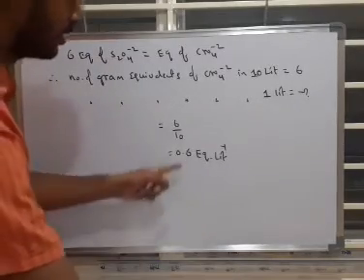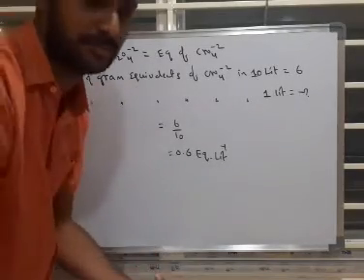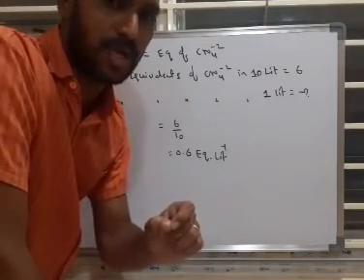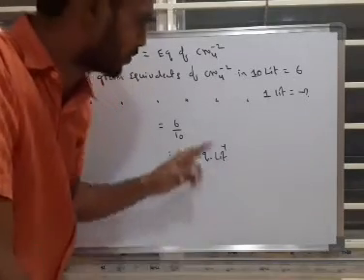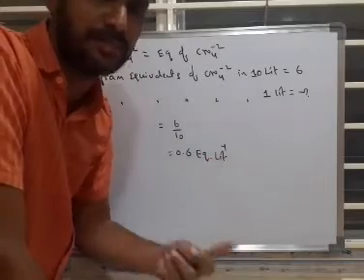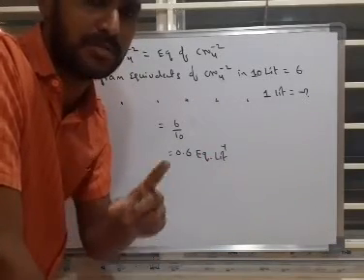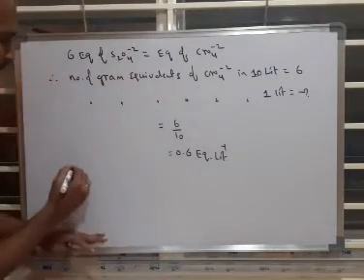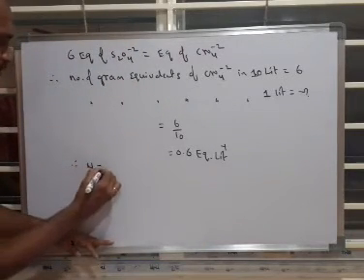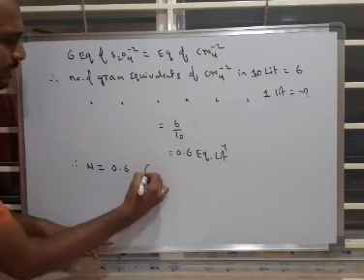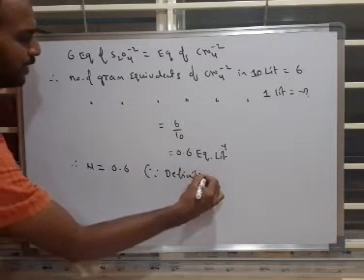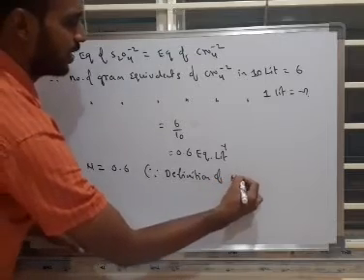So actually what we did here is calculate normality indirectly. By the normality definition, the number of gram equivalents present in 1 liter. We got the value for 10 liters and calculated for 1 liter. That means how many gram equivalents of CrO4 minus 2 are in 1 liter? 0.6. So therefore normality is equal to 0.6. According to the definition of normality, we can understand it.